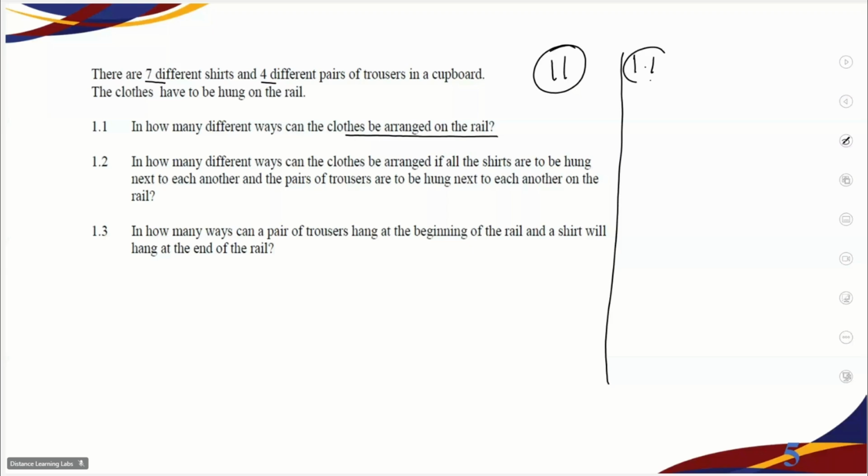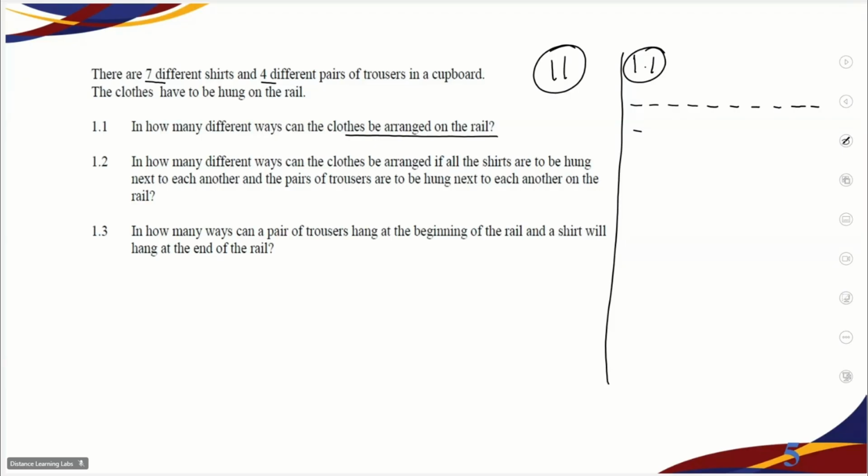For 1.1, all 11 of them are to be hung on a rail. Therefore, the number of spaces one has to create, because we have 11 different clothing items, is 11 spaces: 1, 2, 3, 4, 5, 6, 7, 8, 9, 10, 11. Now, with the 11 spaces that we have, all 11 items will be competing for the first position.